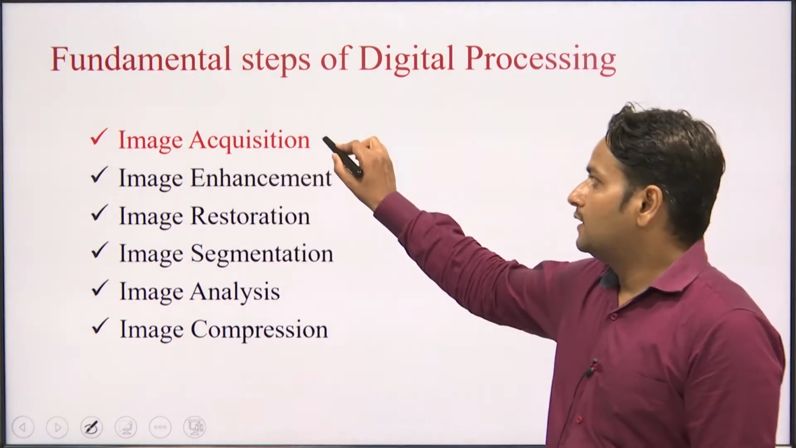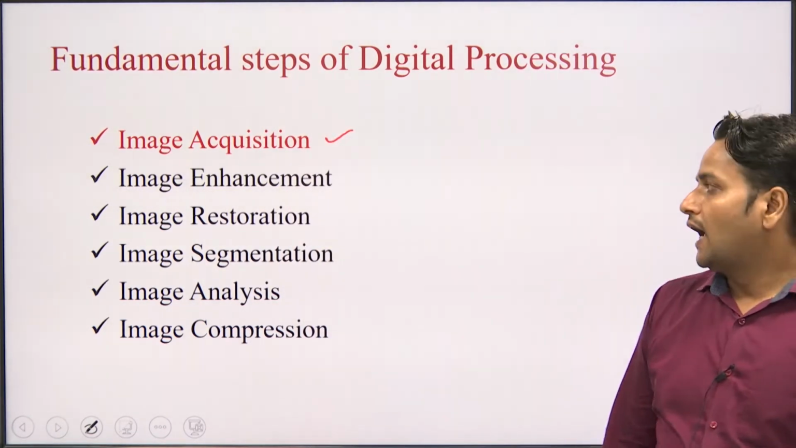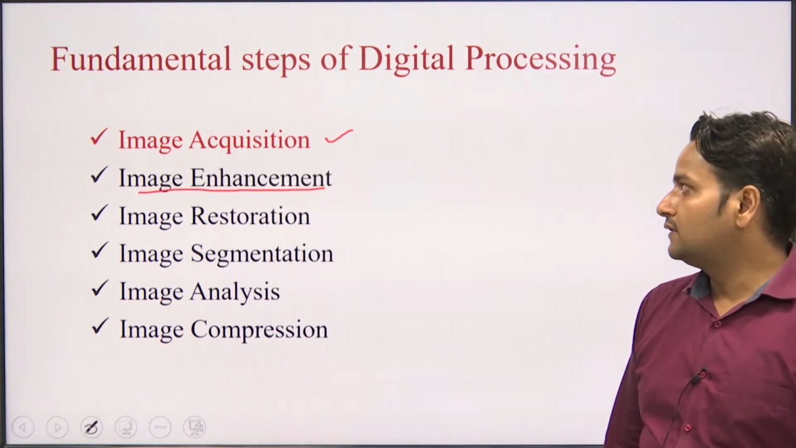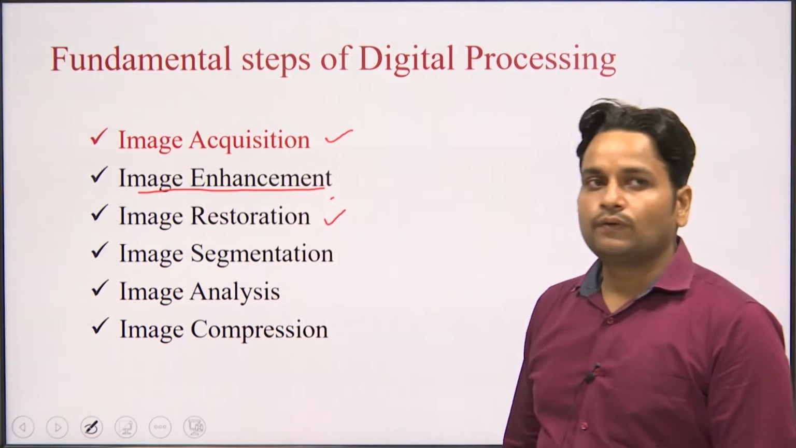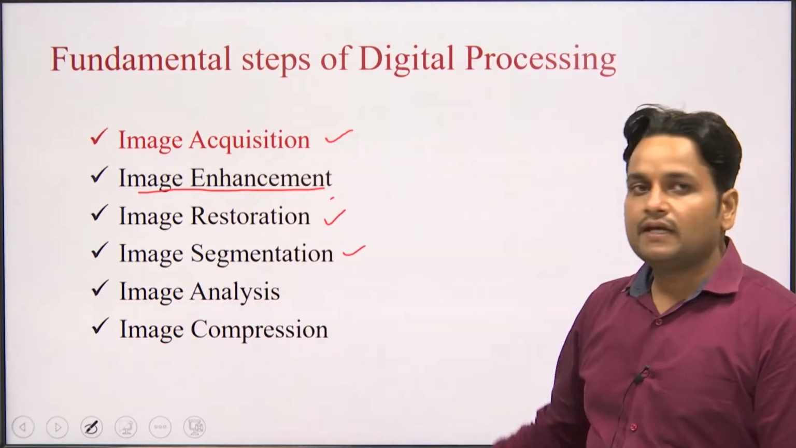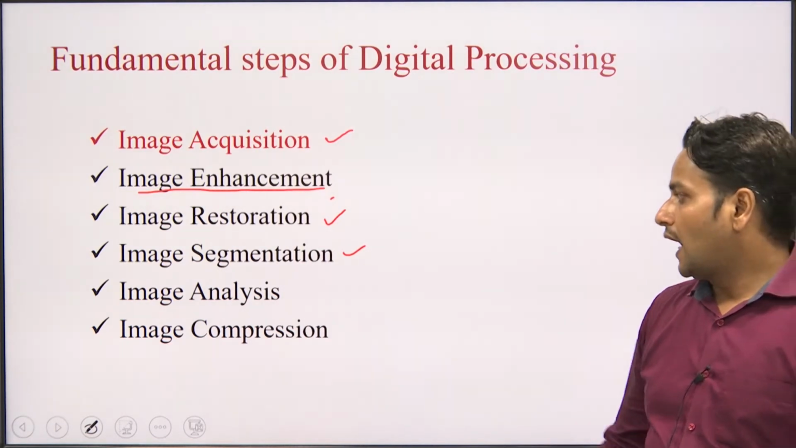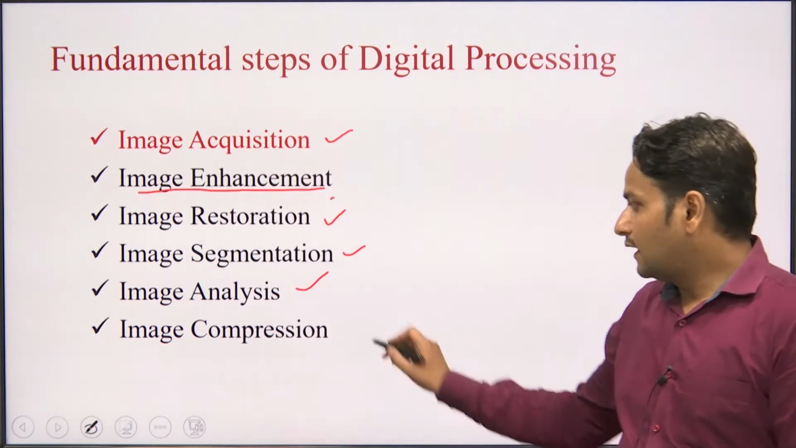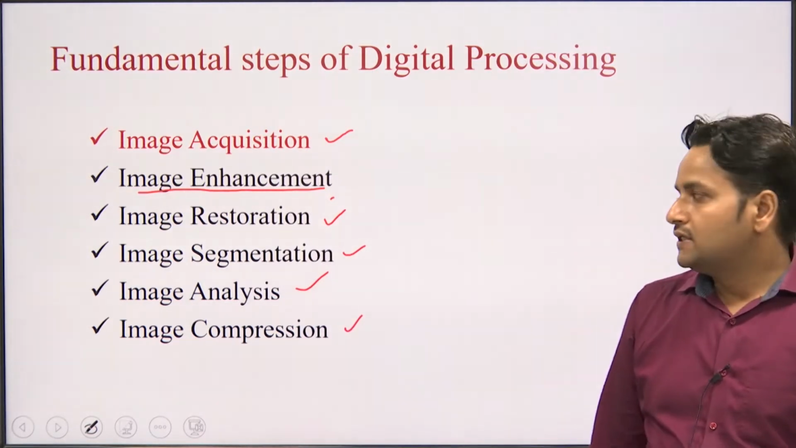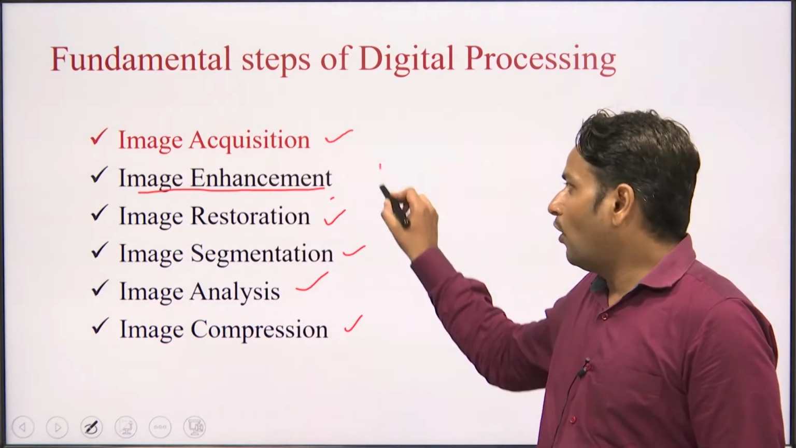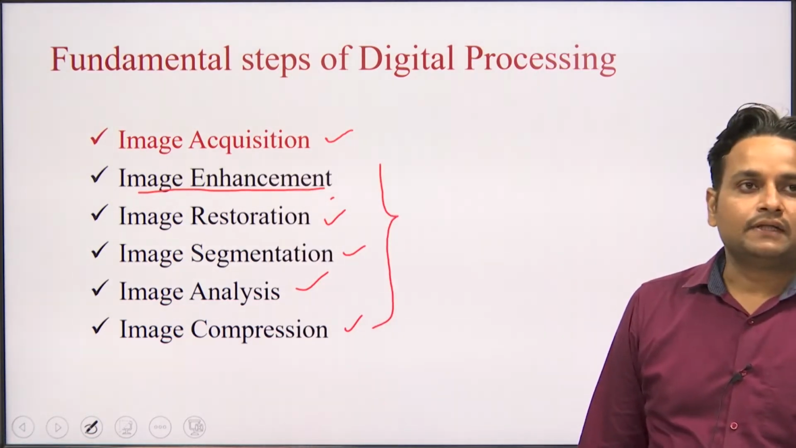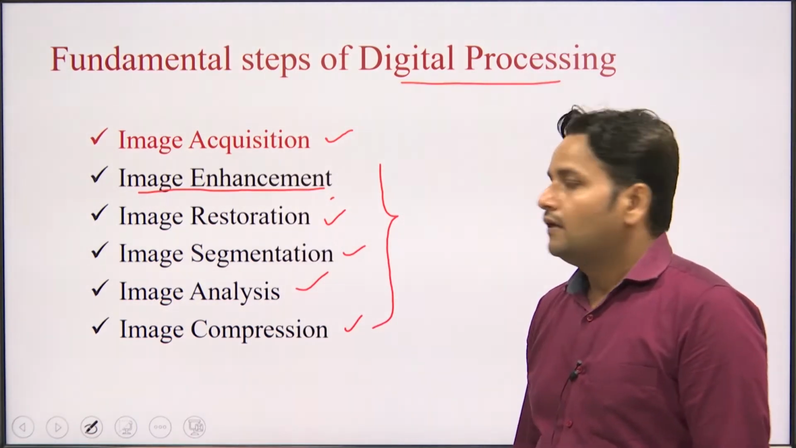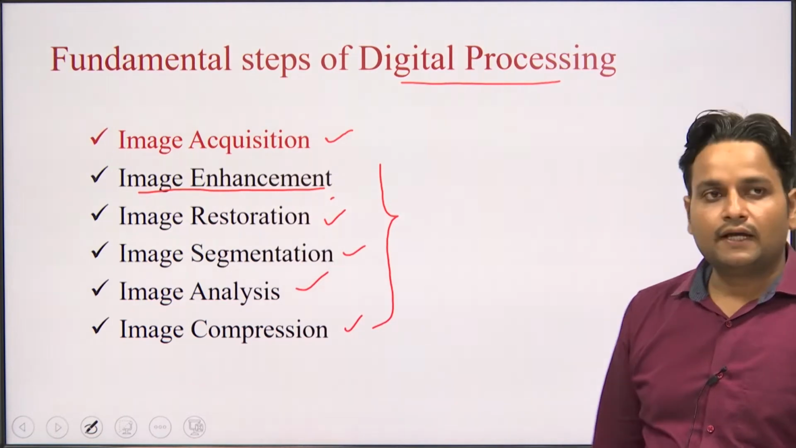We have completed image acquisition in the previous lecture, and after that we are going for image enhancement, then image restoration, then image segmentation, and image analysis. After that, the last one is called image compression. So, one by one we will talk about all of these parameters of digital image processing, which is only done in a digital image, right.